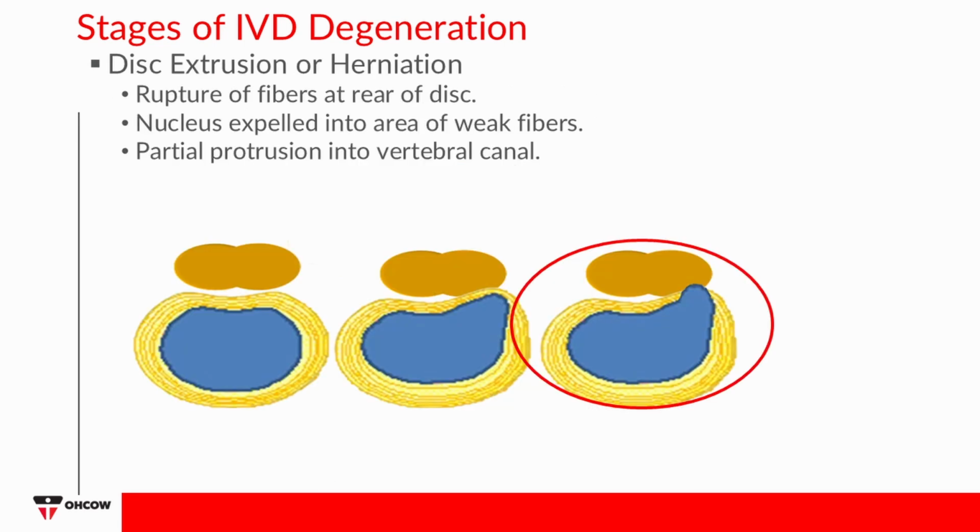The second stage is disc extrusion or herniation, also known as a slipped or ruptured disc. Tears of the annular fibers typically occur at the rear of the disc. The nucleus is expelled into the area of the weak fibers. This creates a partial protrusion into the vertebral canal.